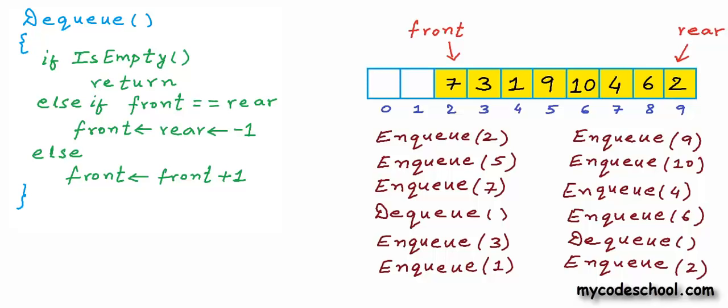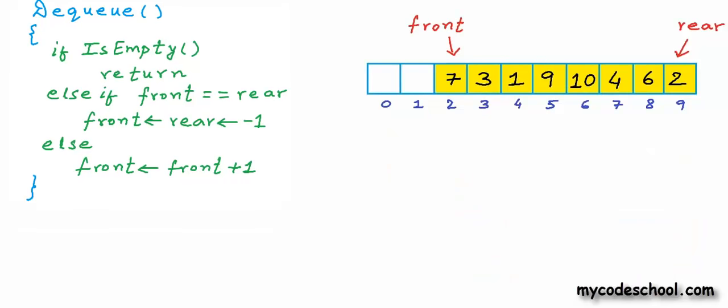There are two unused cells right now, but with whatever logic we have written, we cannot use these two cells that are to the left of front. In fact, this is a real problem. As we dequeue more and more, all the cells left of the front index will never be used again. They will simply be wasted. Can we do something to use these cells?